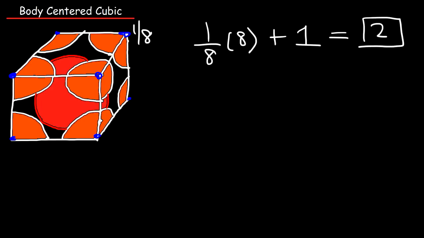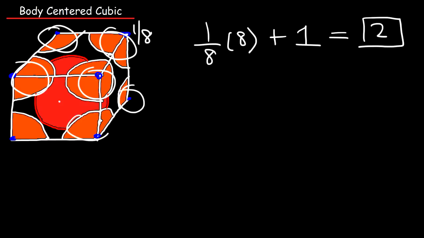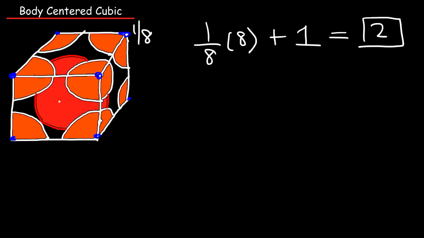Now the coordination number is 8, and as we mentioned before, it's easy to see that. This atom at the middle is attached to 8 other atoms, which is basically the 8 corners. 1, 2, 3, 4, 5, 6, 7, and the other one that you don't see, which is supposed to be there. So the coordination number is 8.